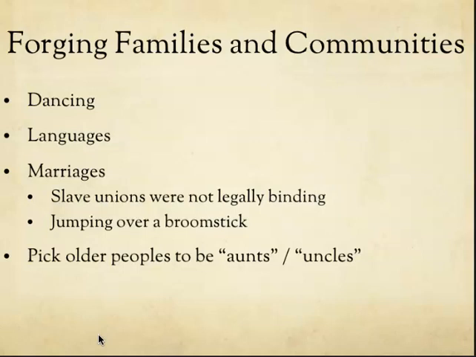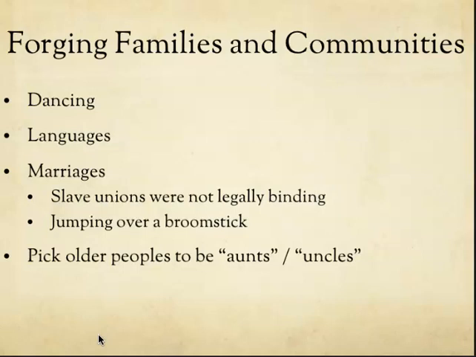And so they would kind of rely upon those as well. Marriages. Now, a marriage between a man and a woman, a male and female slave, was not legally binding. It wasn't legal. And so the way that they would symbolize their marriage is they would jump over a broomstick, hand in hand, to designate their love and desire to be with each other and to formalize their marriage.